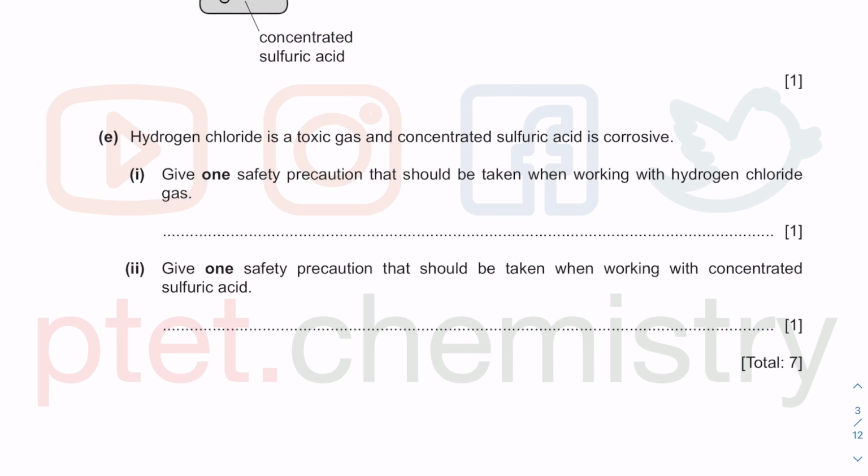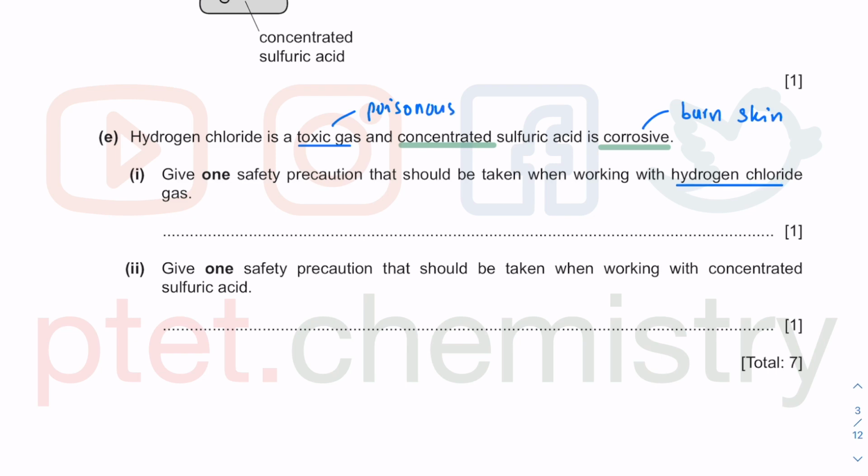Part E, hydrogen chloride is a toxic gas. Number one, it's a toxic gas. Concentrated sulfuric acid is corrosive. As you know, concentrated acid definitely can burn your skin. So it burns the skin. Toxic gas is poisonous, or is toxic to you. It can kill us. So what is the safety precaution?